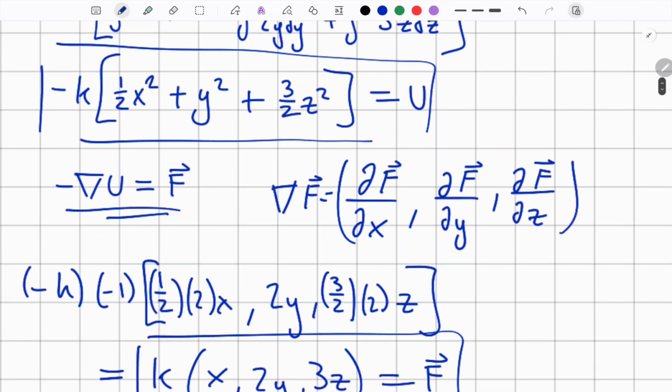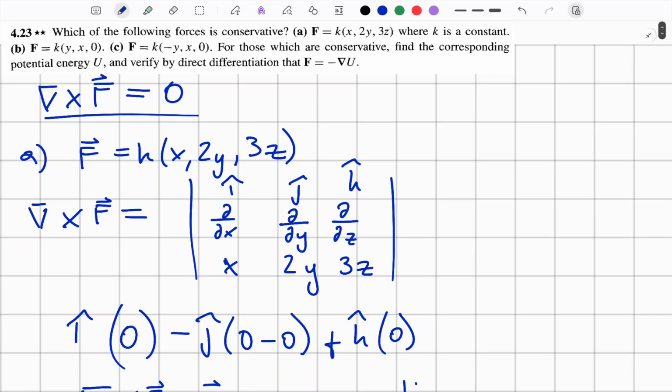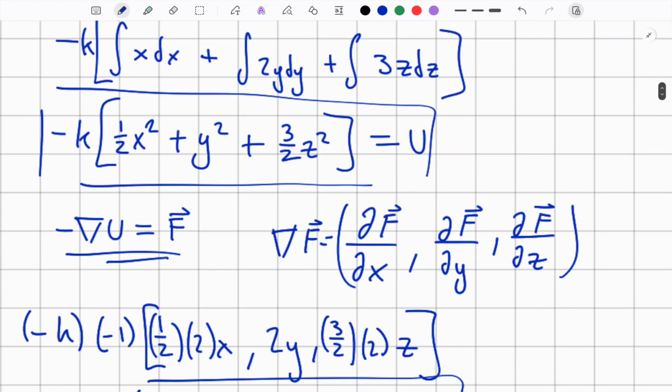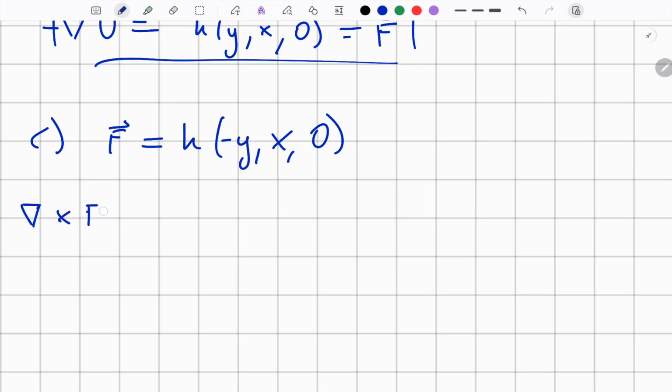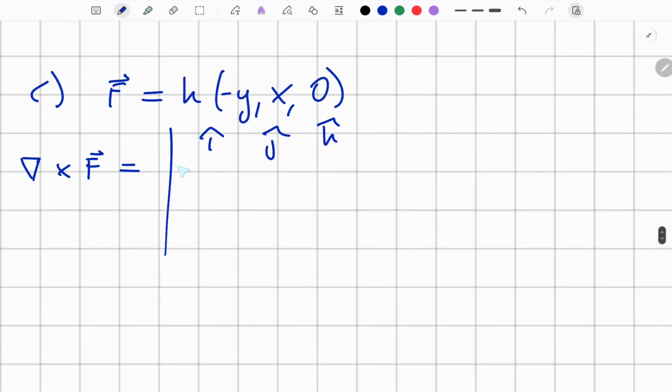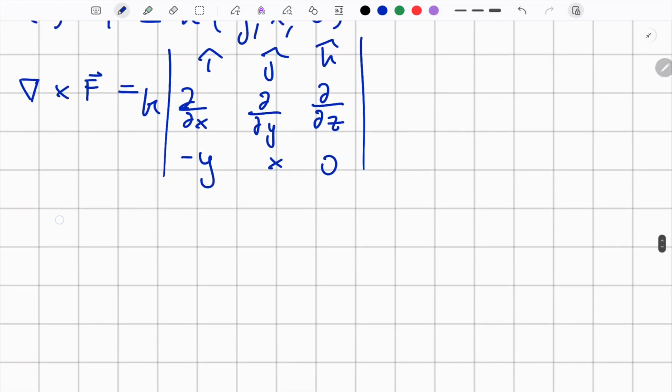Now we have part C. Part C is k, negative y, x, and 0. So nearly the same force that we just dealt with. So part C, our force, is k, negative y, x, 0. So once again, taking that cross product, using the determinant. You can memorize what the cross product is, but it's definitely easier to use the determinant. Pull that k out to the front, and we're going to have negative y, x, 0.